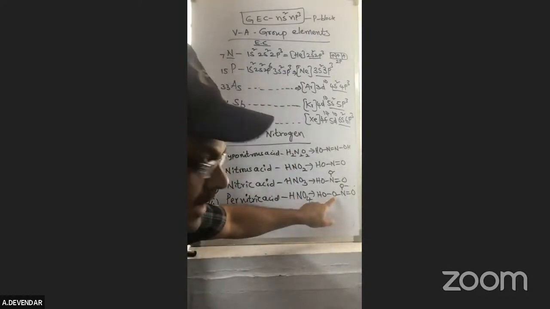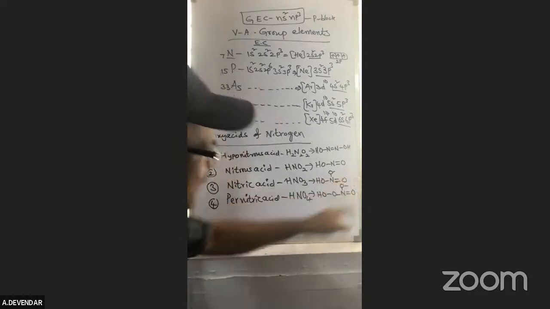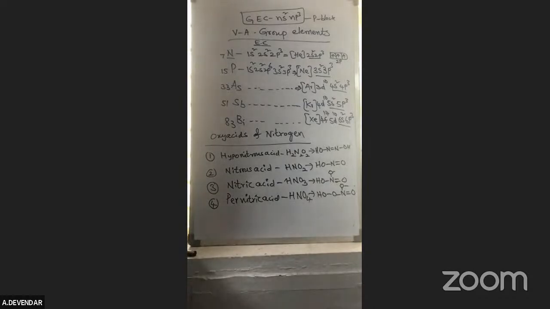Per means O, oxygen: pernitric acid. This is nitric acid, but with an extra O; this is pernitric acid. This is about the oxyacids of nitrogen. Okay, so please remember, nitrogen has oxides as well as oxyacids.